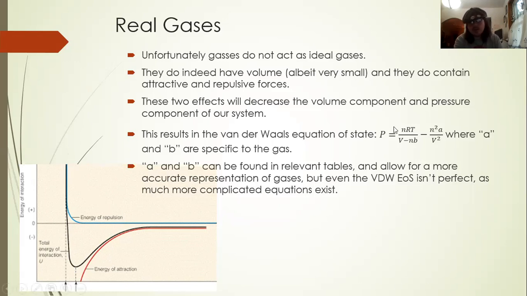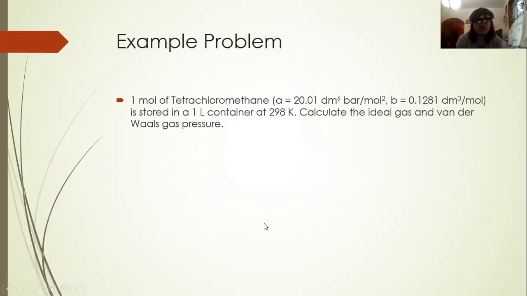So we see now that pressure equals nRT over V minus nb, minus n squared a over V squared. A and B are specific to each gas, and A and B can be found in a relevant table, but they will allow for a more accurate representation of a gas. But even this van der Waals equation of state isn't perfect. And as we'll see in later chapters, much more complicated equations will exist. But this last problem we're going to run through will finish out this chapter.